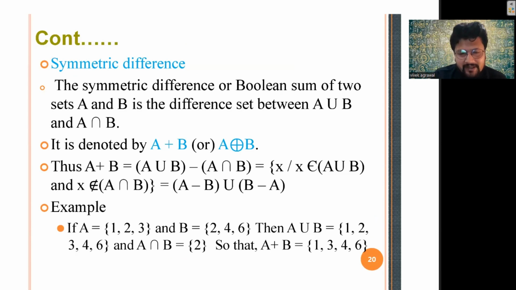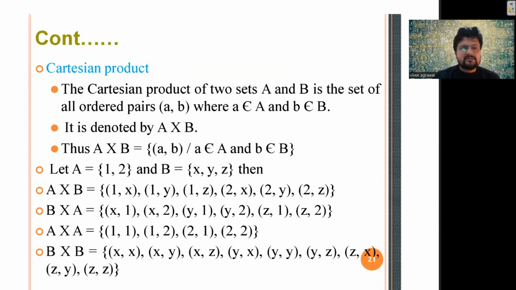We also discussed the symmetric difference, which is nothing but the union of A minus B and B minus A. Then we were discussing the Cartesian product. Suppose we are multiplying two sets, doing the Cartesian product of two sets. We'll make combinations of the sets. Suppose A has two elements, 1 and 2, and B has x, y, z. We will make combinations of these two elements of A with these three elements of B, and a total of 6 arrangements will be made.